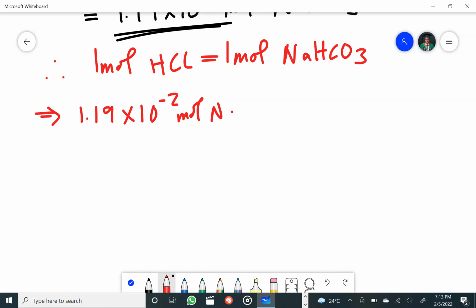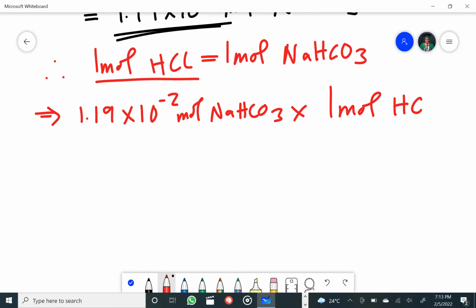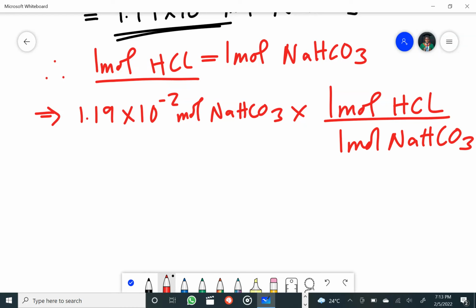Okay, so this was for sodium hydrogen carbonate. To convert this, we want to have the moles for the hydrochloric acid. So the hydrochloric acid is the one that's going to be on top, so that the sodium hydrogen carbonate can cancel down. Remember, show your working, even for finding that molar mass. I just skipped it because we already did it, to save on time.